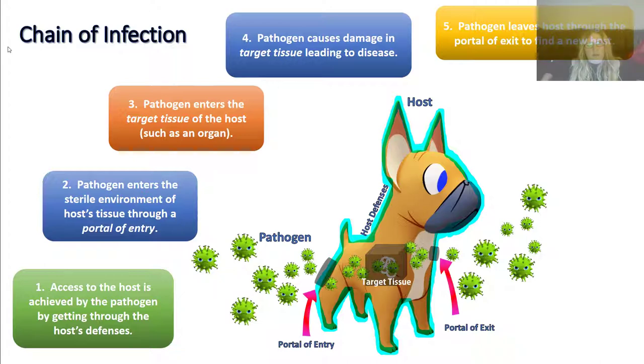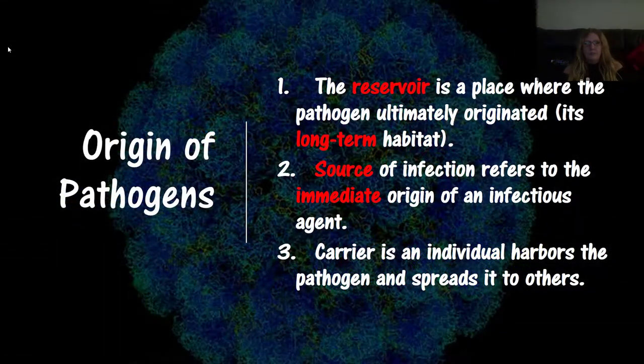After the pathogen enters the portal of entry, it will enter the target tissue of the host. For example, this might be a particular organ or a particular tissue or the bloodstream, depending on the type of pathogen. The pathogen causes damage in the target tissue, leading to the disease itself, and the host experiences the symptoms of that disease. After a while, a pathogen will leave the host through the portal of exit and attempt to find a new host.